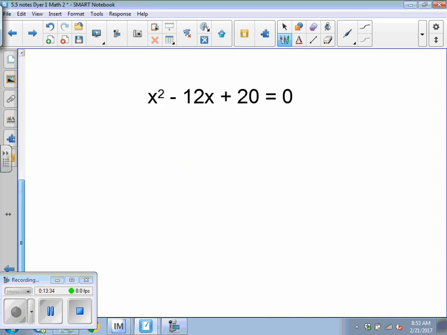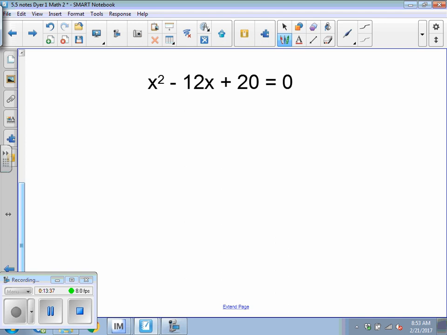Okay, so now let's look at this problem. x squared minus 12x plus 20 equals 0. Is that a perfect square trinomial? No. If you take half of 12, you get 6. 6 squared is 36. This is not a perfect square trinomial. Y'all agree? Yes. So, if I had to solve this, I could use the quadratic formula. Guess and check will not work. Well, it could work, but for our purposes, we're going to pretend like it doesn't.